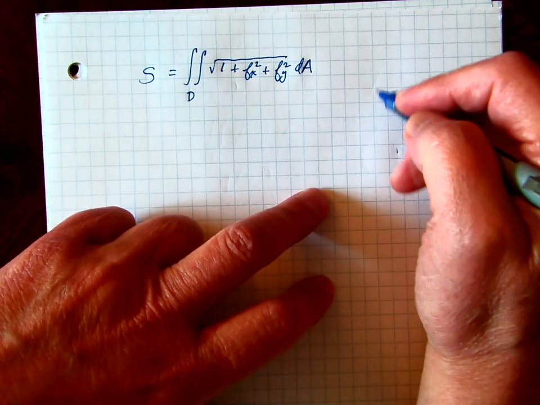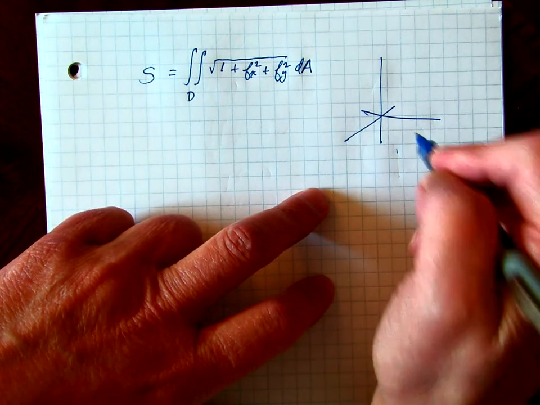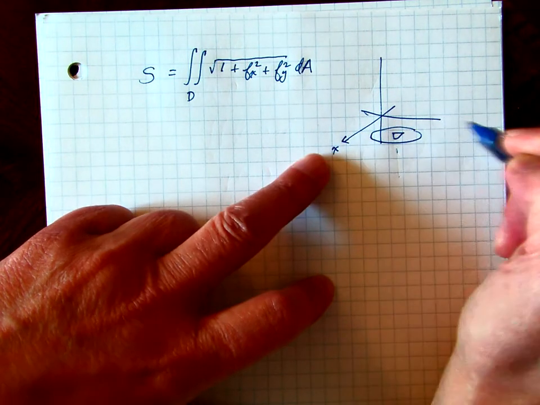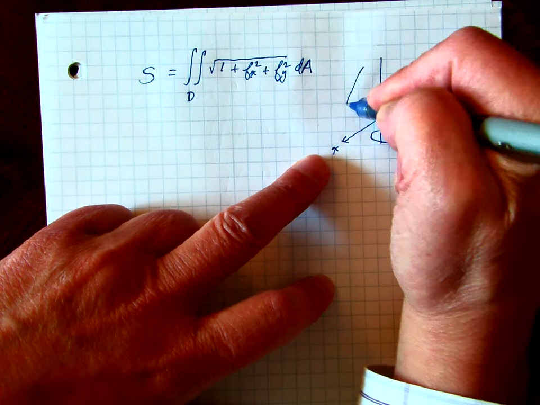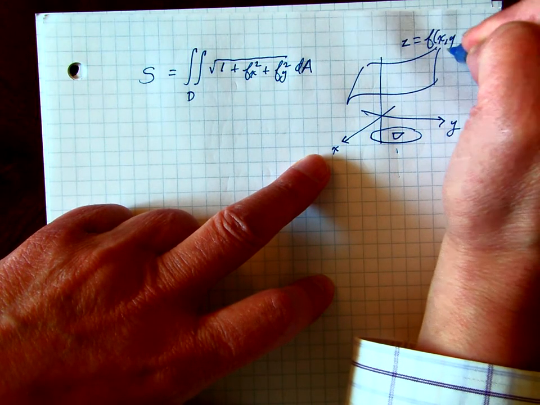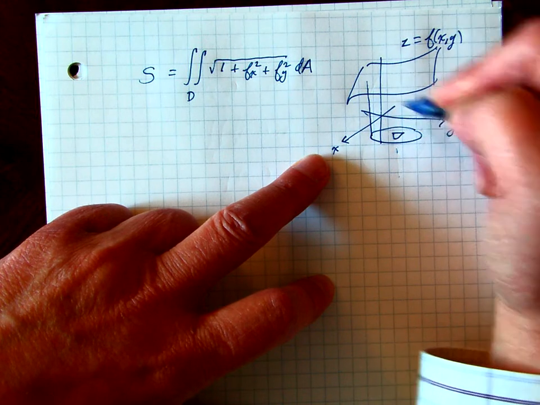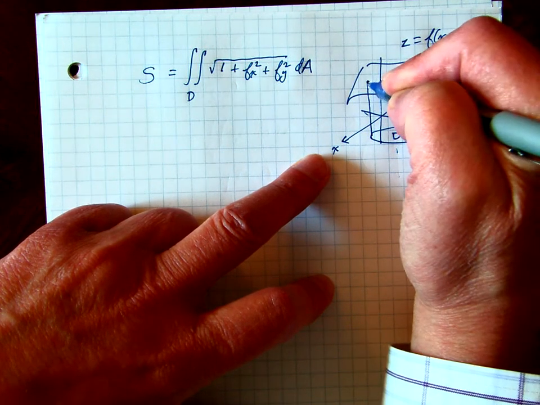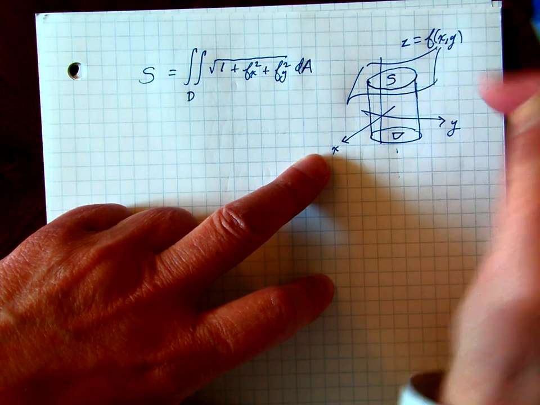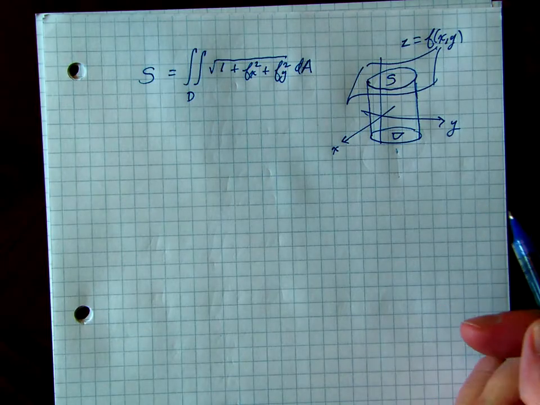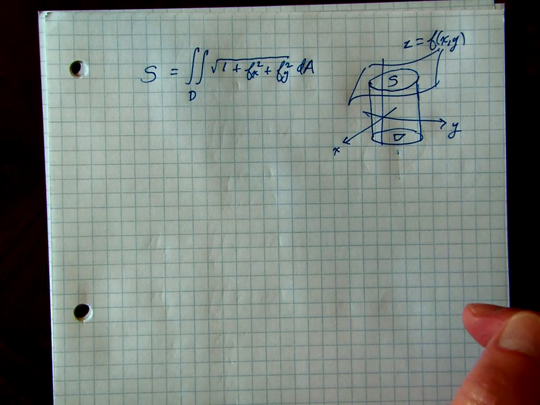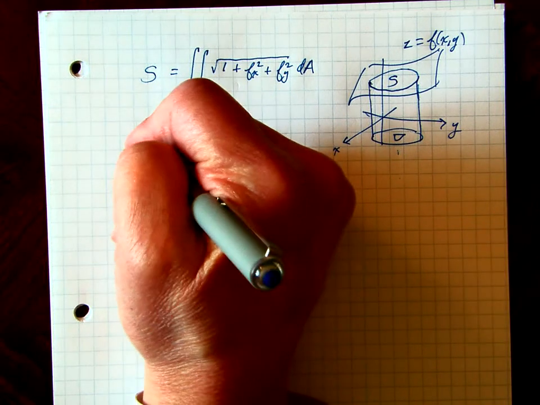If you have the domain here in the xy plane, and above it you have some function z is f of xy, then above the domain you have a subset of this surface, and you might want to compute its surface area. If you're wondering where this came from, there is of course a derivation in the textbook, but I want to remind you about something. Remember little s?